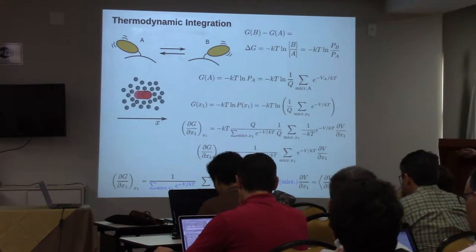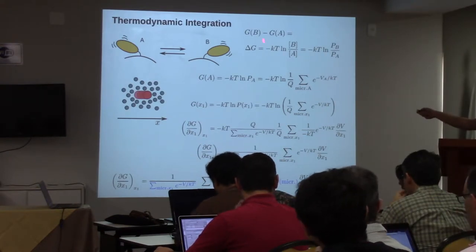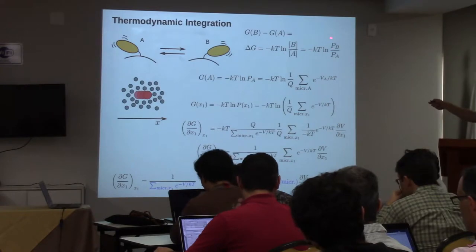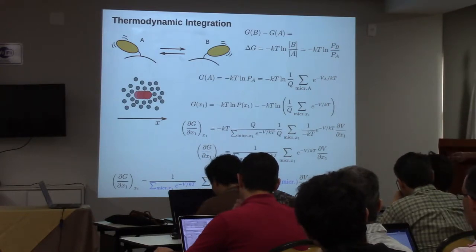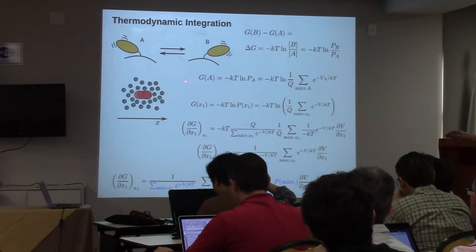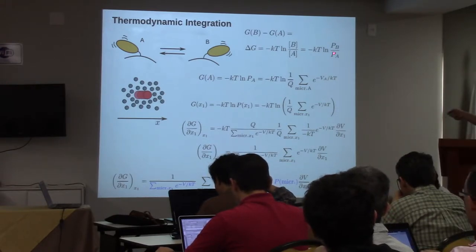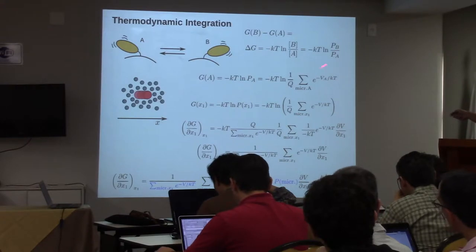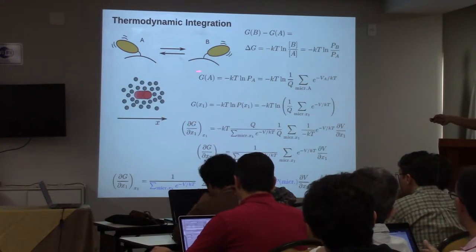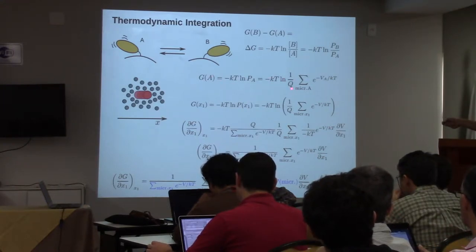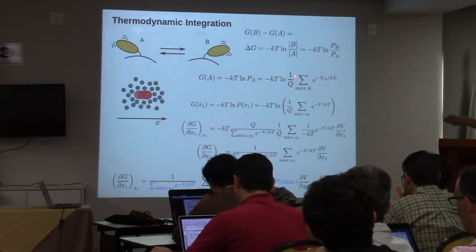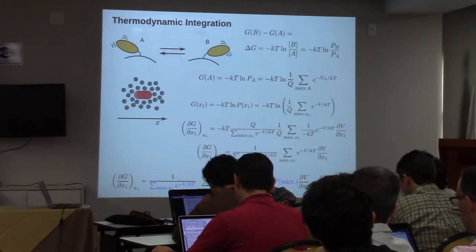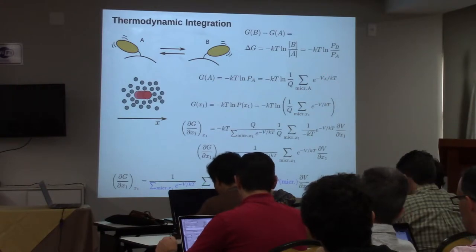So very well, if that's the probability, we have to compute the free energy difference. The free energy difference is minus kT, the logarithm of the relative probability of the two states. So then, if we simply substitute the probability of one state in the free energy definition, this is the same formula as before: the free energy of state A is minus kT, the logarithm of 1 over the partition function times the sum over all conformations compatible with microstate A of the exponential of the potential energy of these states.